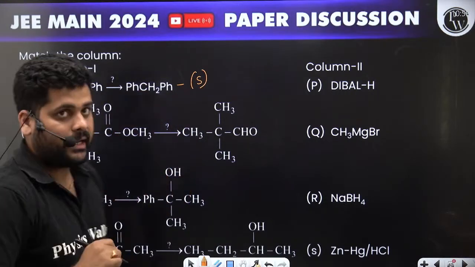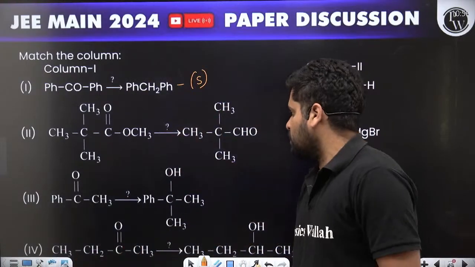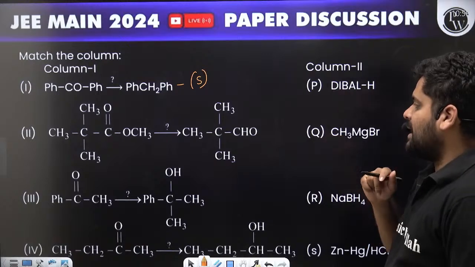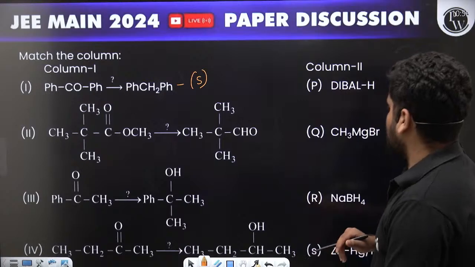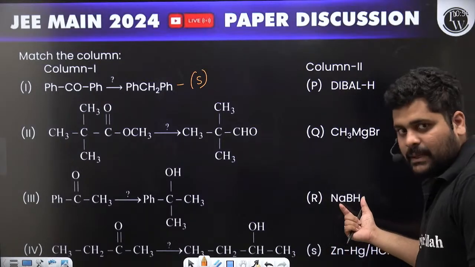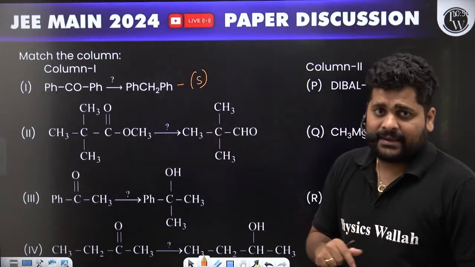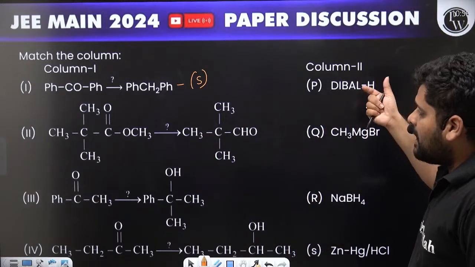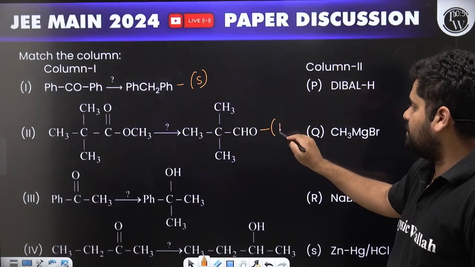Okay, right. Next one, second one. See, we have an ester group. Ester is getting converted into an aldehyde. Now, the reagent which has to be used over here should definitely not be NaBH4. NaBH4 doesn't reduce an ester. DIBAL-H reduces an ester. So, second one should go with P.